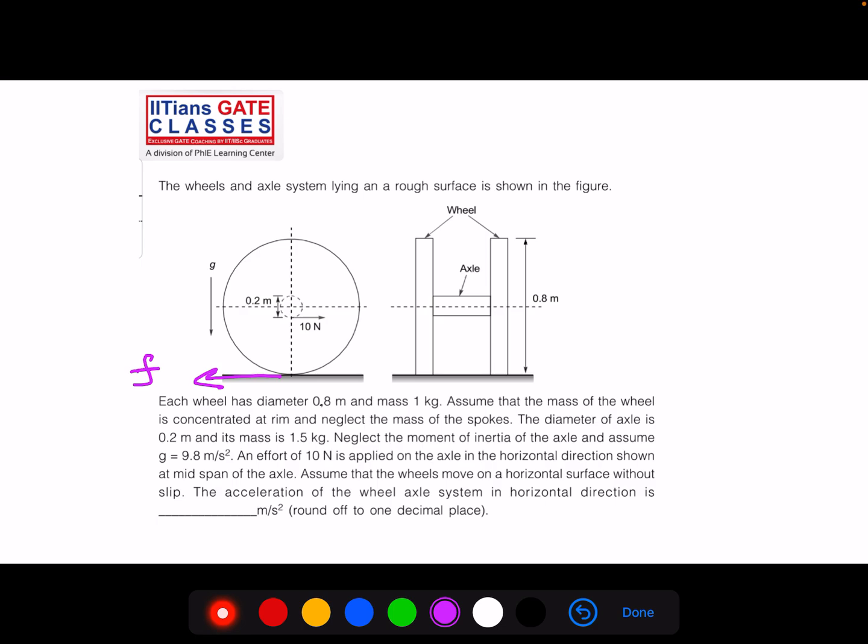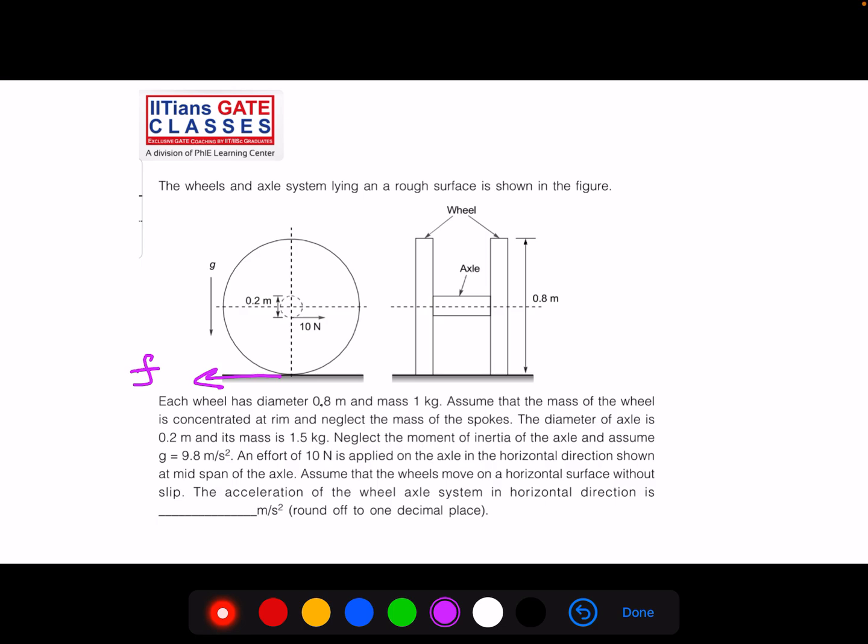Now this friction, what can be the maximum value of friction? The maximum value of friction can go up to the external load, right? What is the external load? 10 Newton. So the maximum value of friction can be 10 Newton. It cannot be more than 10 Newton. In that case, if friction is 10 Newton, there will be no acceleration.